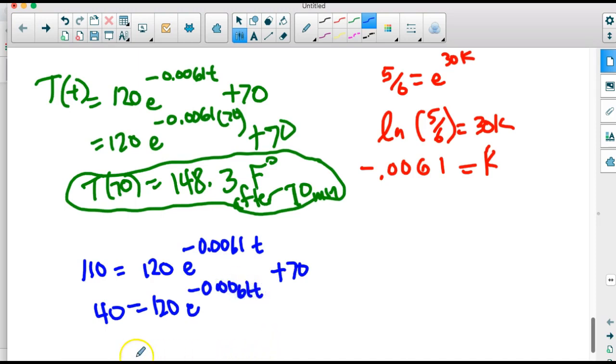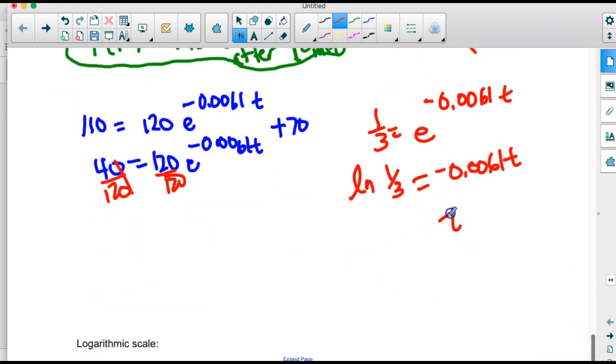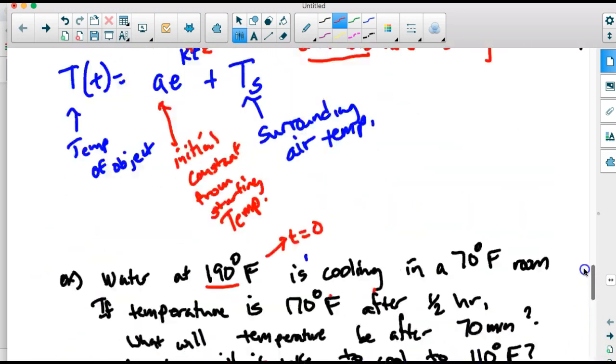0.0061 t, and we divide by 120. And we reduce, 4 goes into 12 a third, so it's 1/3 equals e to the negative 0.0061 t. We take the natural log of both sides. When we take the natural log of this, the e goes away. It's the inverse. So we get the exponent, and then we just divide those two together. And we get 180.1 for t. So t equals 180.1, and that's how much time it took to make it to 110 degrees.